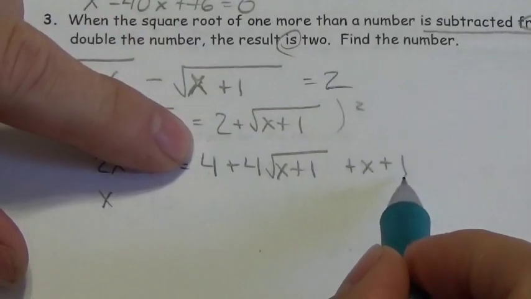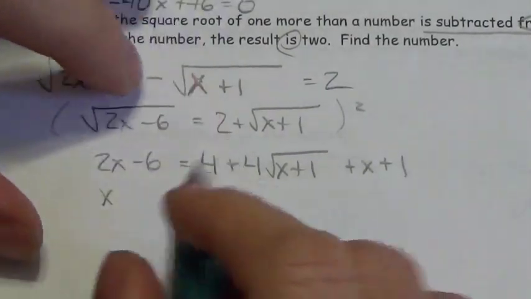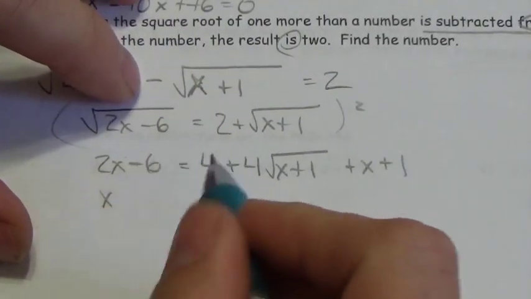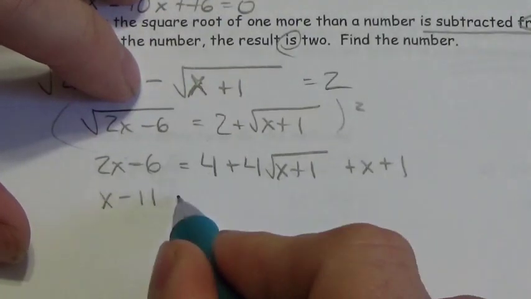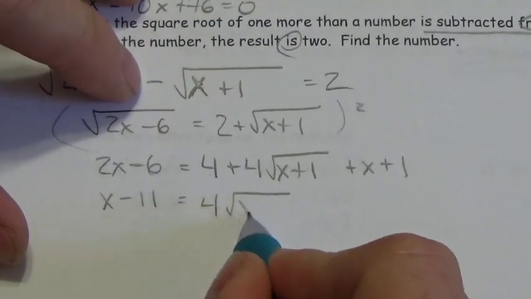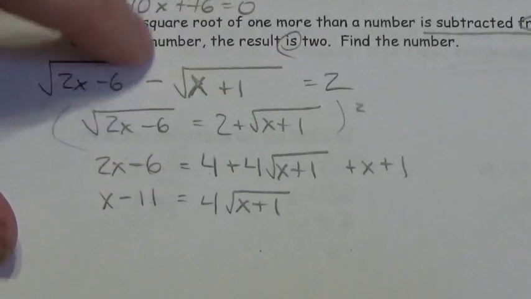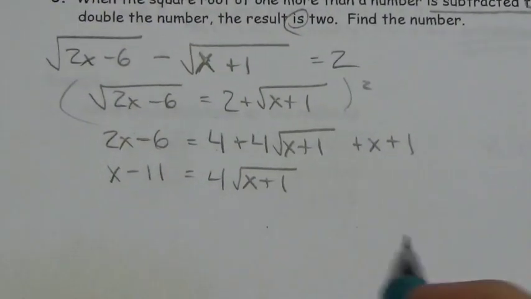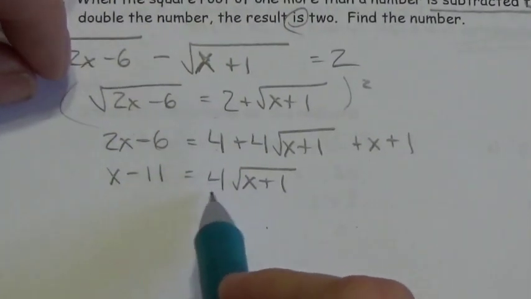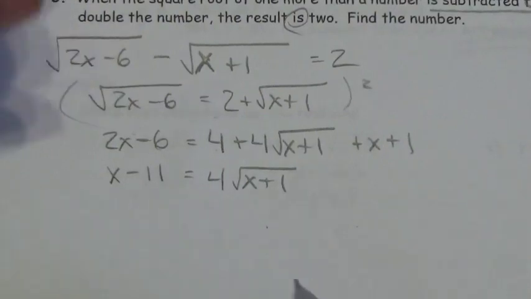4 and 1 is going to give me 5. I'm going to subtract that 5 from the other side here. This is already negative 6, so that's going to be negative 11 when I put that together. And then I get 4 times the square root of x plus 1. Now I would love to get rid of that coefficient and bring it over.